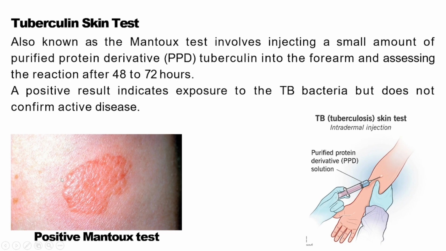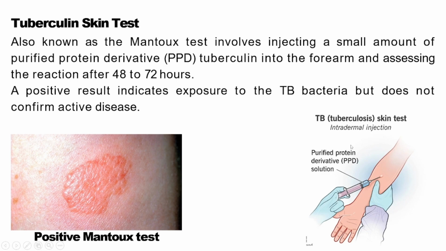If it is positive, then it appears like this. The size of the induration helps determine if the person has been exposed to TB or has a latent TB infection. So this is the sign of the positive Mantoux test.